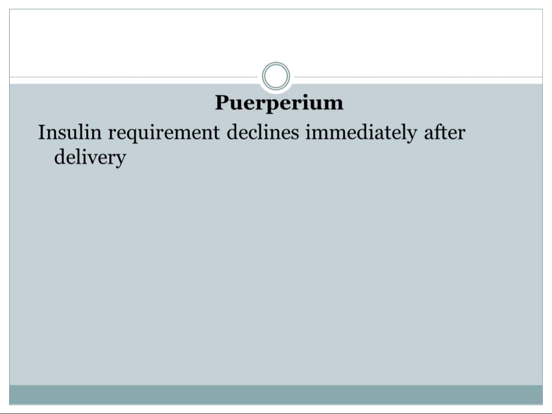Okay, in the puerperium, after delivery, one thing you must remember is that insulin requirement declines immediately after delivery. The mother will not require the same amount of insulin that she was given before delivery. So after delivery, say on the same day or the next day, blood glucose estimation should be done, and you have to modify your insulin accordingly. Less insulin will be necessary. Sometimes blood sugar will be normal, she may not even require any insulin.